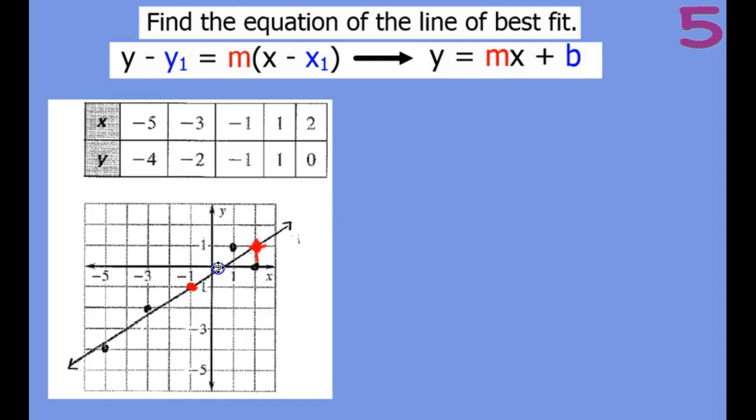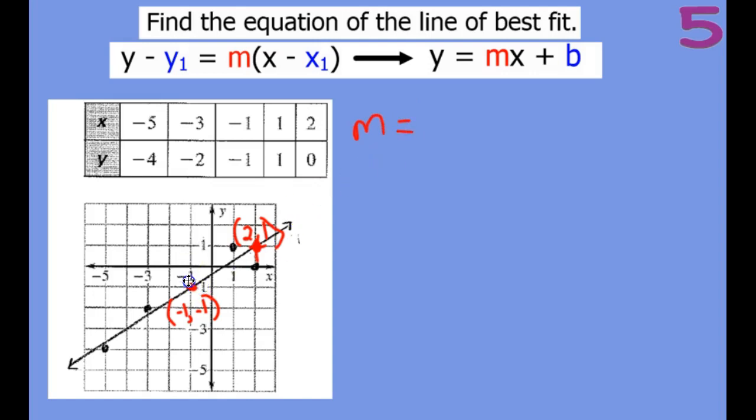So if we label these, this is going to go over -1 and down -1. So -1, -1. Here it goes over 2 and up 1. So 2, 1. Now that we have our 2 points labeled, all we need to do now is find our slope. So our m.